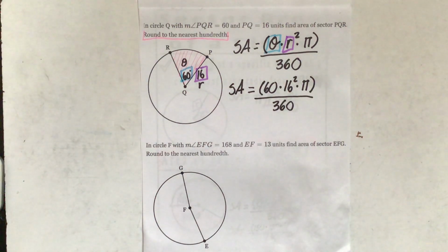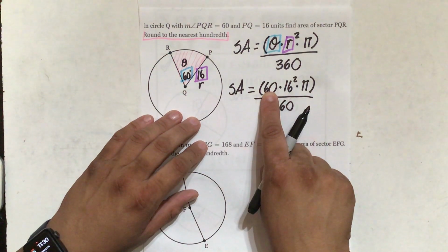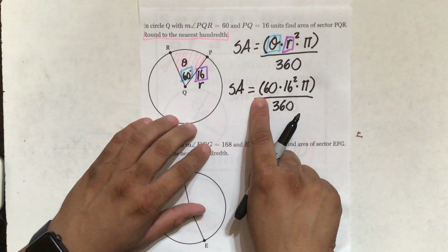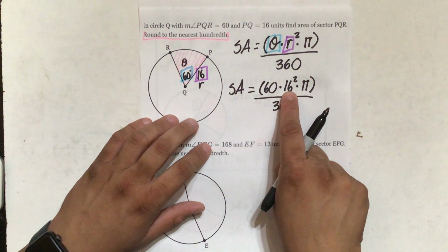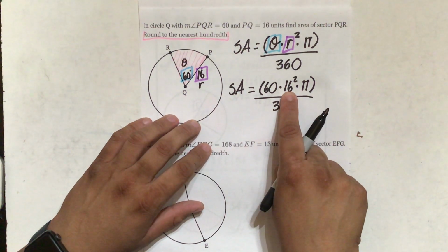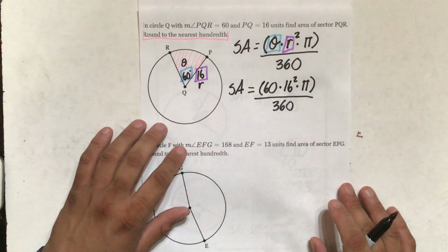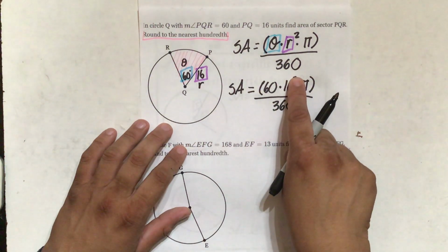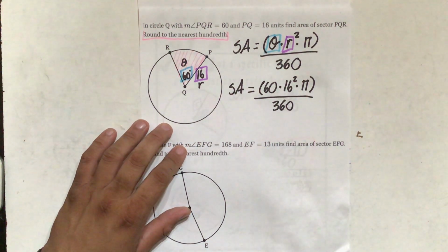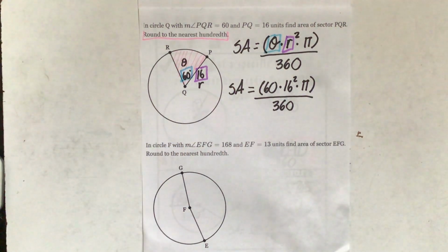So once again, you're going to type this in exactly the way you see it on your Delta Math calculator. You're going to start with parentheses 60 times 16. Now you're going to look for where it says a to the power of 2 in your Delta Math calculator, which is the set of buttons on the left of your calculator. So you're going to say 16 and press that button, a to the power of 2, then you're going to have a little square. Times pi, parentheses, divided by 360.